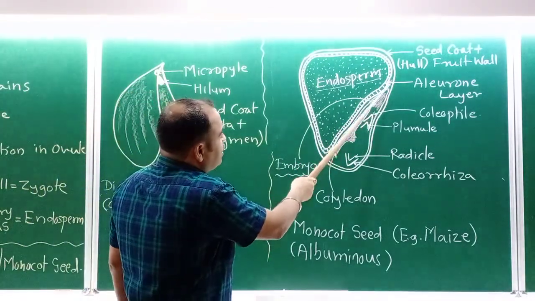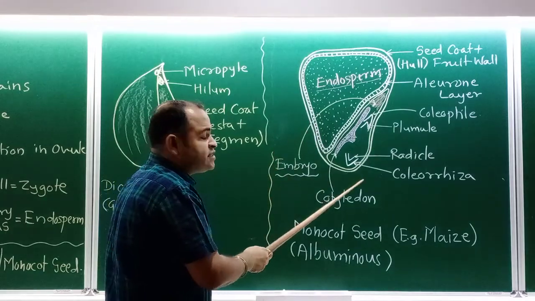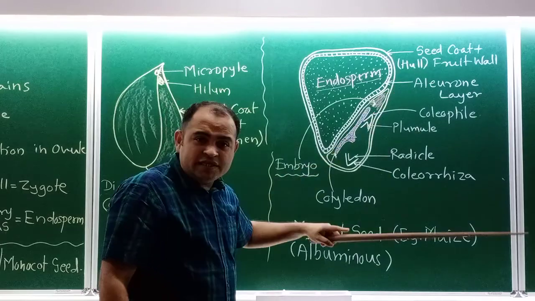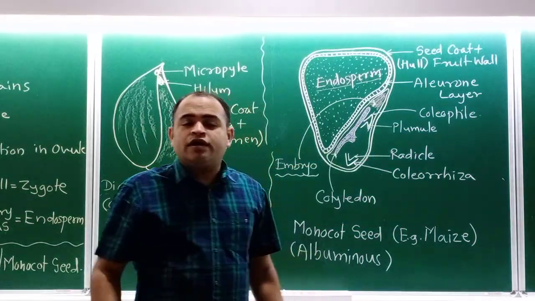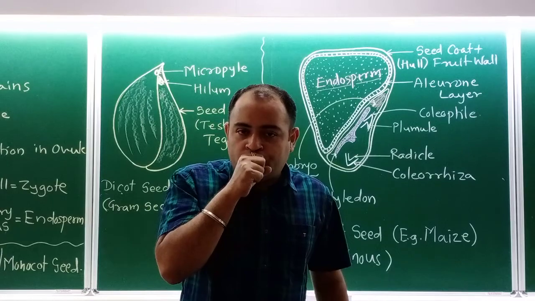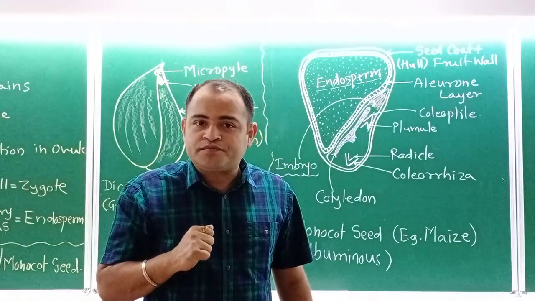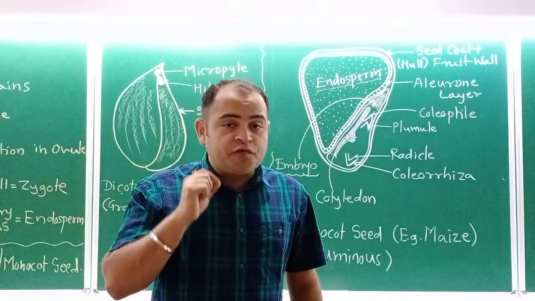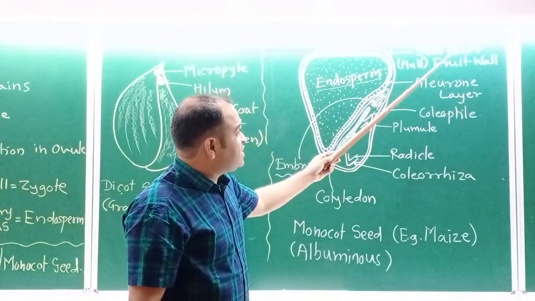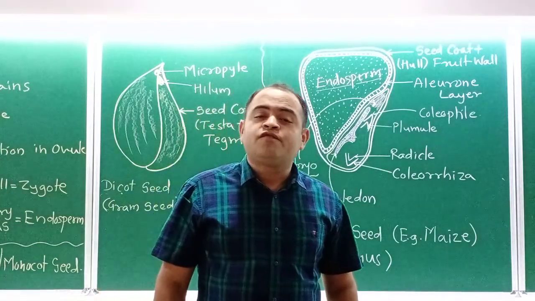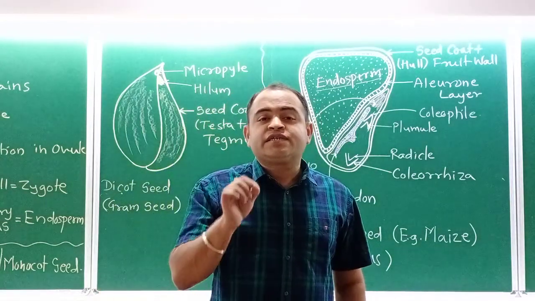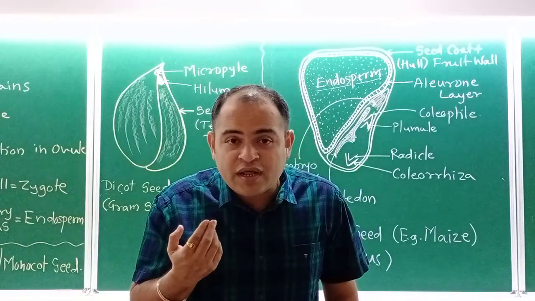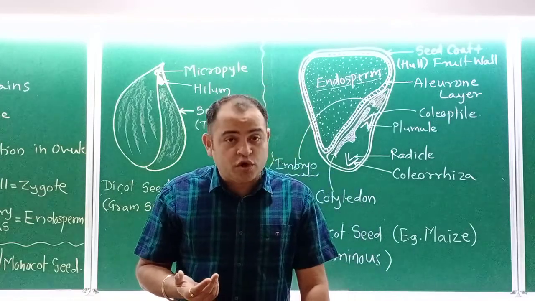Now this outer layer is called the hull, H-U-L-L. That means the seed coat and fruit wall are fused. Do you remember the Caryopsis type of fruit? Don't remember? In the presentation. Caryopsis. It's a fruit type in which the seed coat and fruit wall are fused. It's a single-seeded fruit, Caryopsis. All grains are like this, monocots. It's a typical characteristic of monocots, the Caryopsis type.